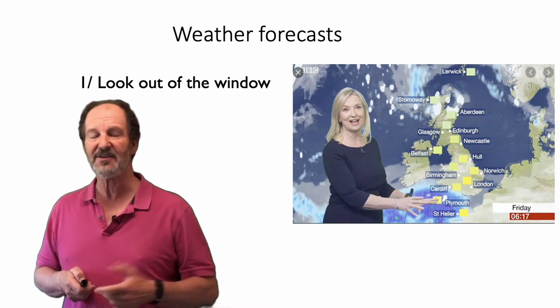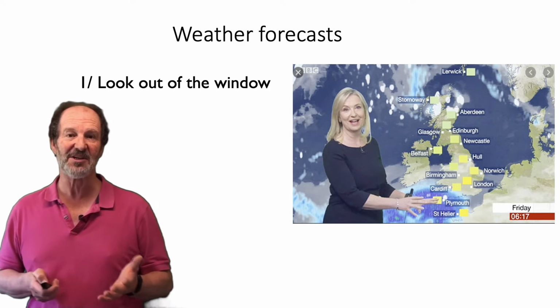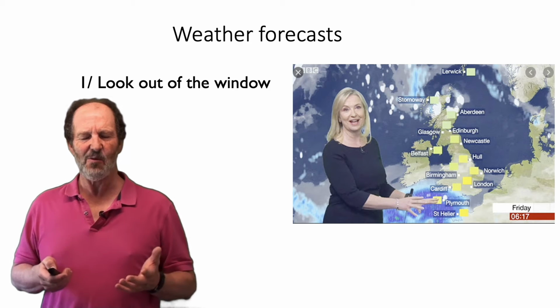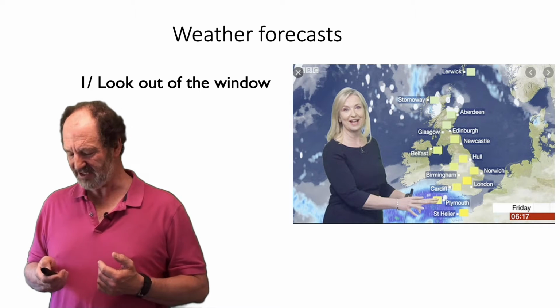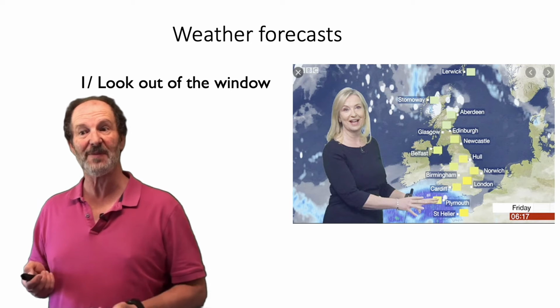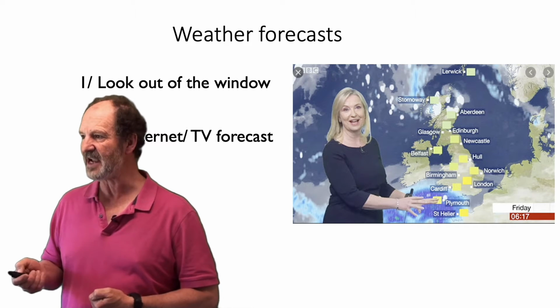So weather forecasts start out looking out the window, obviously. Either it's a nice day, like today, or it's not. If it's wet and windy or whatever, then, you know, that's the end of it. However, assuming that it looks like it might be a flyable day, or you're expecting tomorrow to be a flyable day, the next thing is to get a forecast.